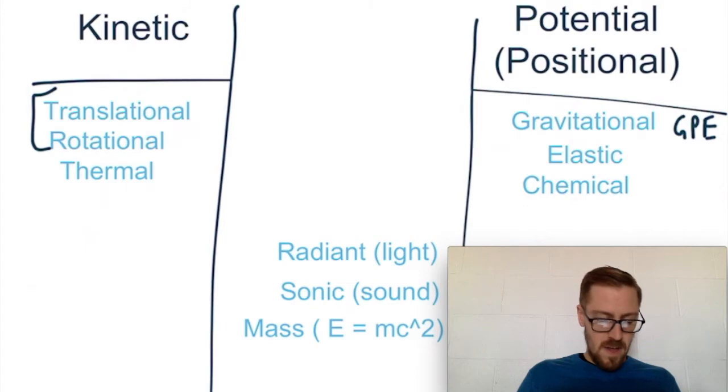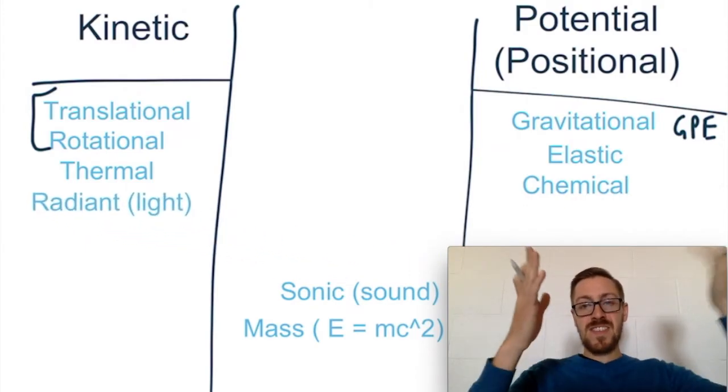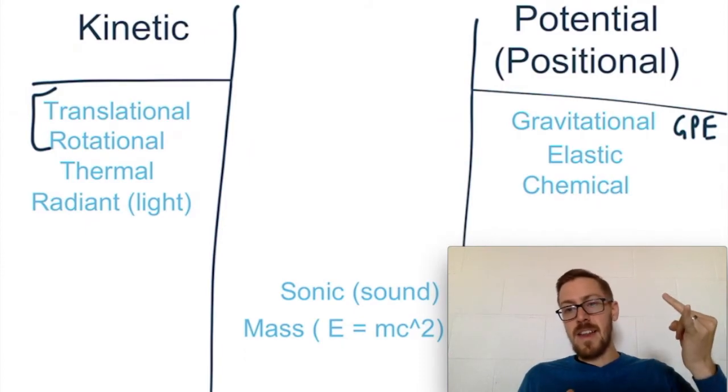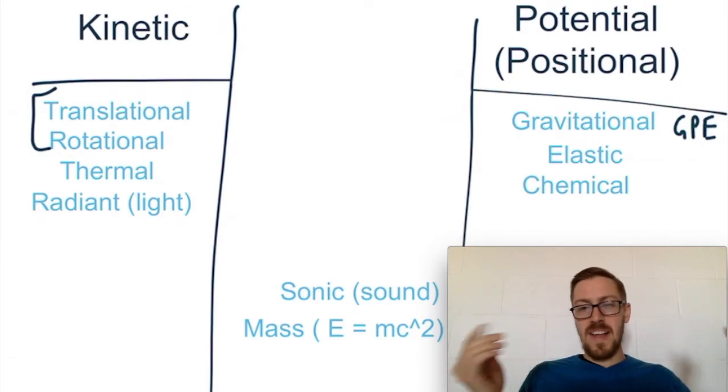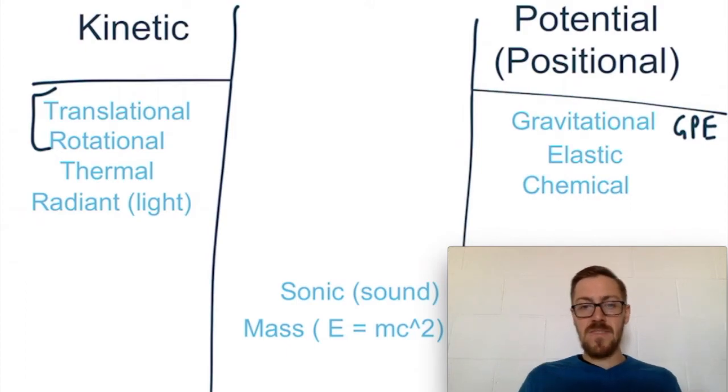Just a few more here. Radiant energy is another word for light. Like the sun right now, it's giving off both thermal energy and heat. It's giving off radiant energy as light, which is why plants photosynthesize. It's why when you go outside, your skin gets warm. So radiant energy, light, is a kind of energy too.